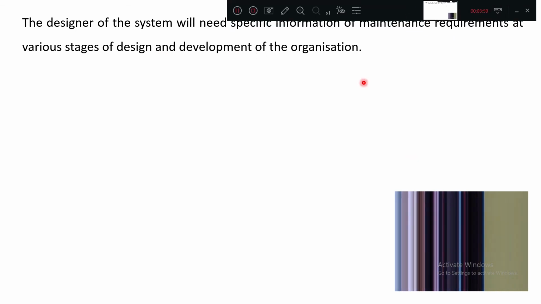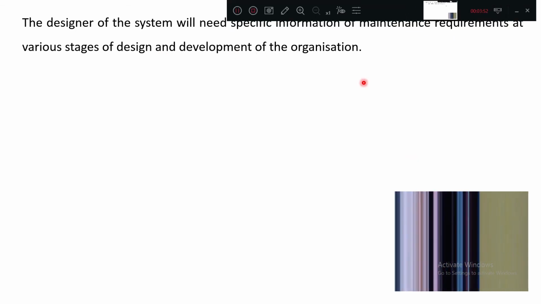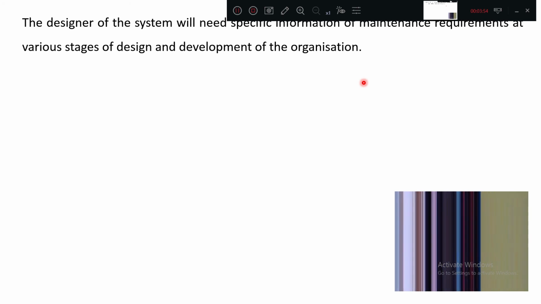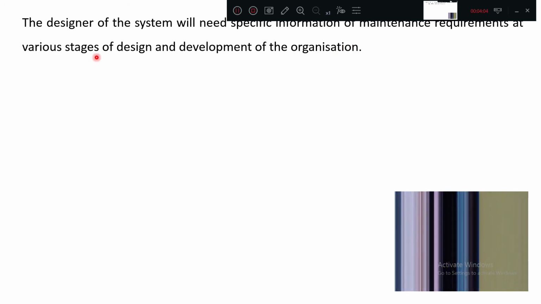In the first year after the completion, he might require a smaller number. In the next year, maybe some plumbing system may get corroded or may need to be replaced. So in that way, at different stages, he needs to allot them. So he needs to get the specific information of the maintenance requirement at the different stages.